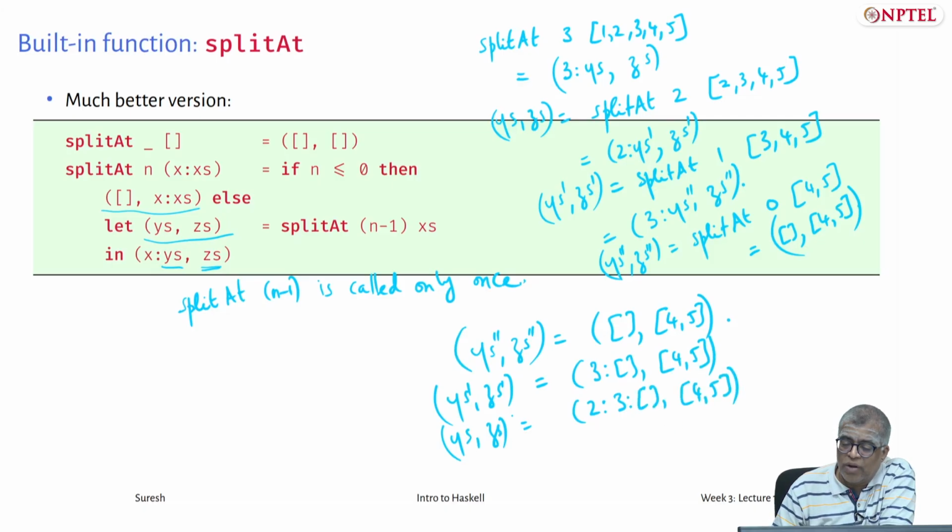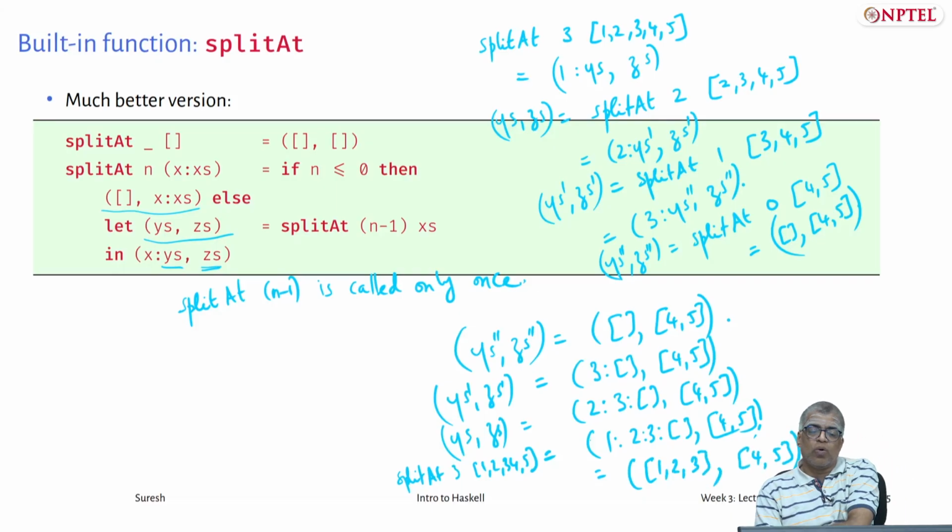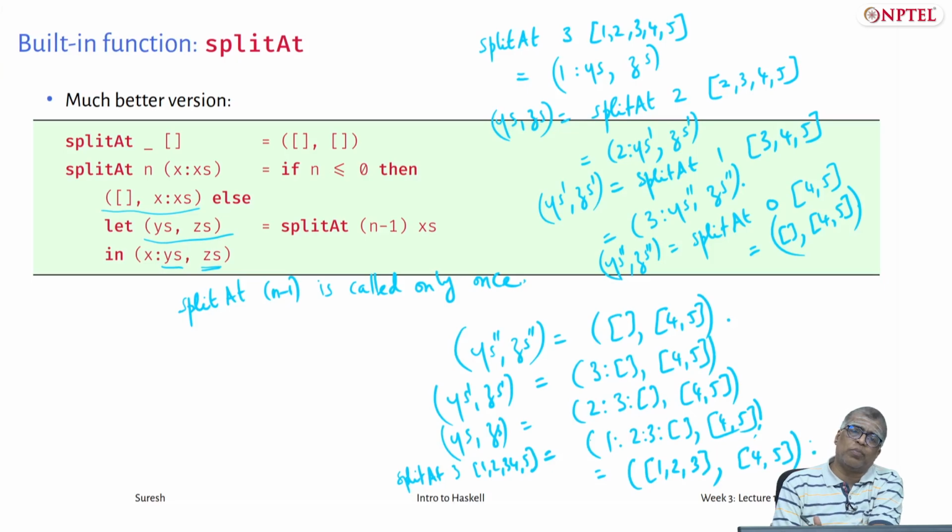And your final value that you want to compute is 1 followed by 2 followed by 3 followed by empty list, comma 4, 5. But this is exactly what you want. This is just the list 1, 2, 3 followed by the list 4, 5. So this is a much better way, because you are making only one call to split at and then you are using that value in 2 places.